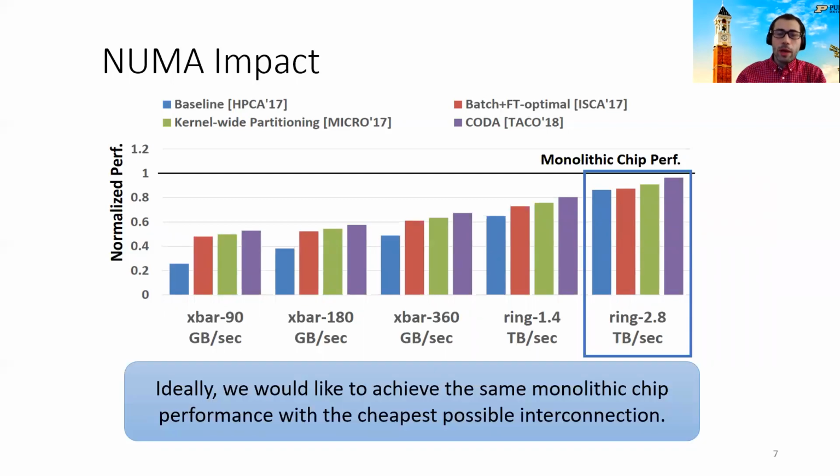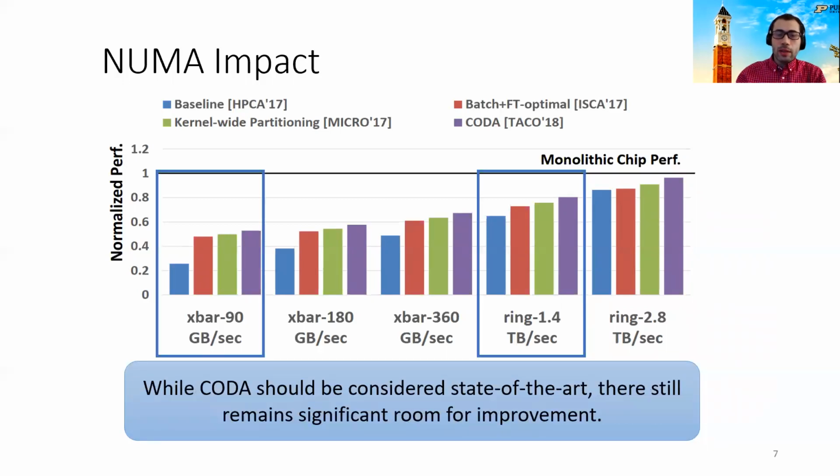To reduce the NUMA impact, we need to build almost 3 terabyte per second GPU links, which is very expensive and hard to manufacture. Ideally, we would like to achieve the same monolithic chip performance and remove the NUMA impact with the cheapest possible interconnection. We observed that the previous work CODA outperforms other techniques and should be considered state-of-the-art versus other policies. However, there still remains significant room for improvement in cost-effective, limited bandwidth connections.